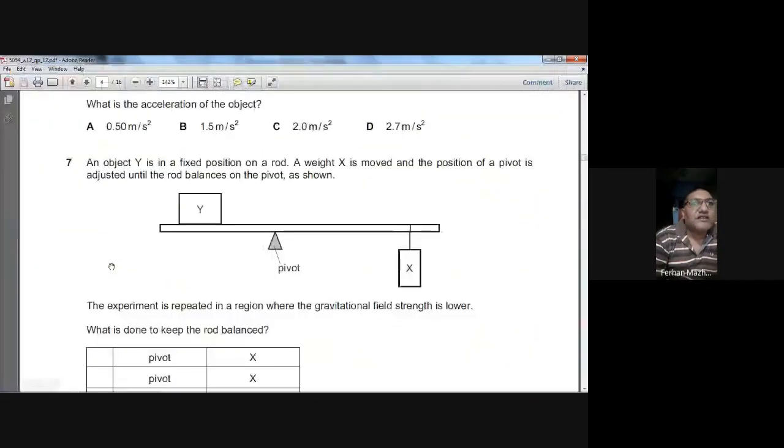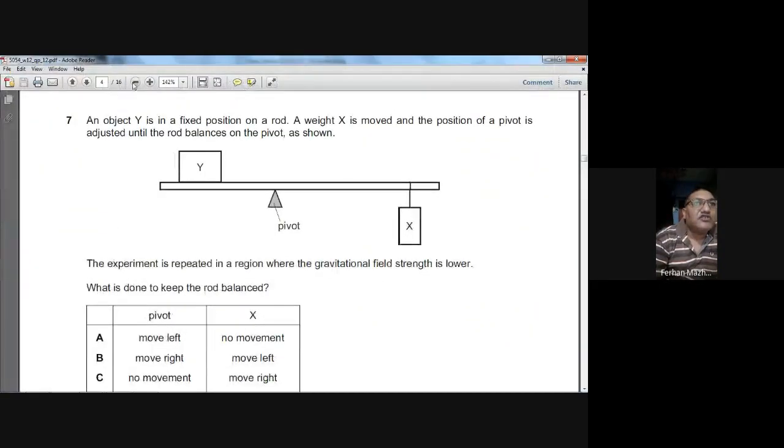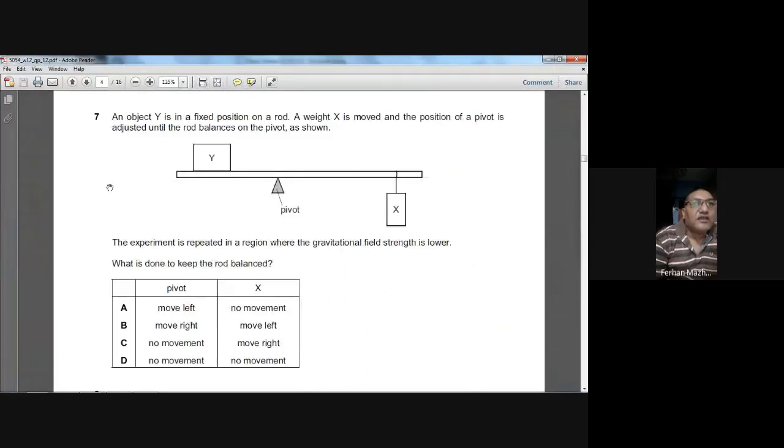Okay, question number 7 is on your screen. Let's reduce the size. Okay. It says an object Y is in a fixed position on a rod. A weight X is moved and the position of a pivot is adjusted until the rod balances on the pivot as shown. The experiment is repeated in a region where the gravitational field strength is lower. What is done to keep the rod balanced?